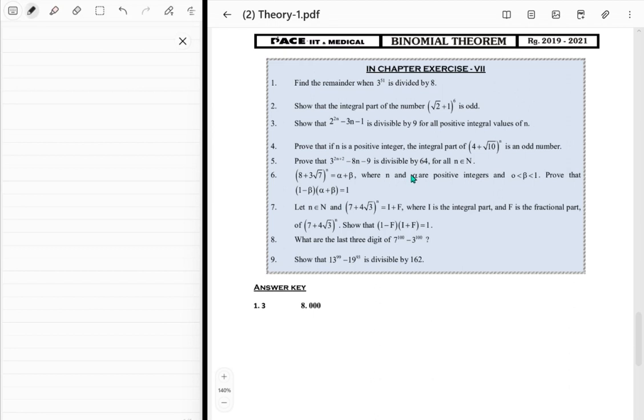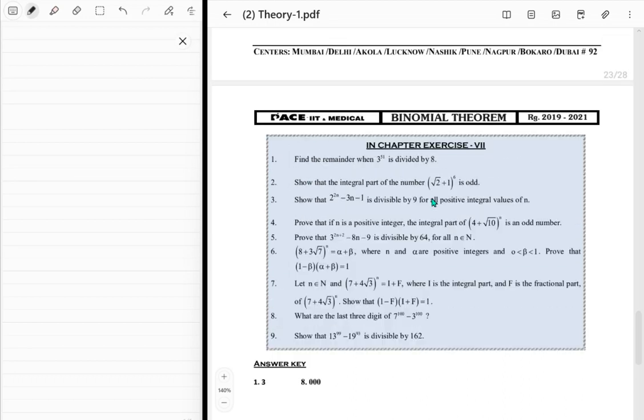Right, okay, first of all you just have these remainder things, but I'll just choose specific parts of this exercise to deal with it. So let's do the second. Show that the integral part of the number (square root 2 plus 1) to the power of 6 is odd, right? And basically we can just figure out what the integral part should be. So first of all comes the assumption that this is something like an integral part plus a fractional part.